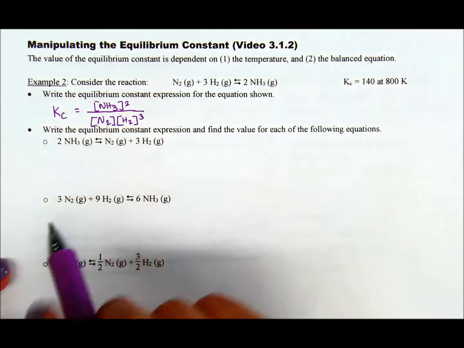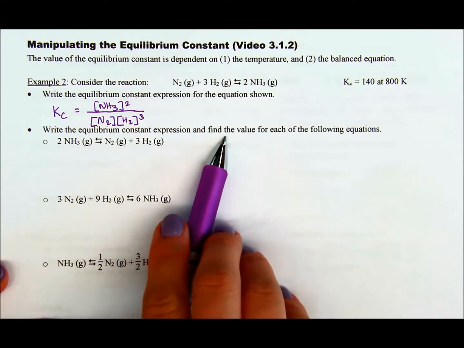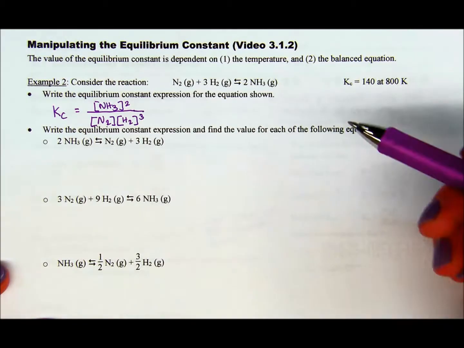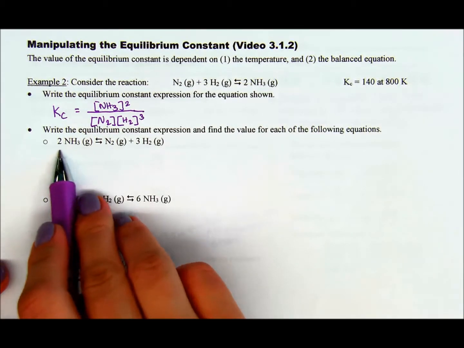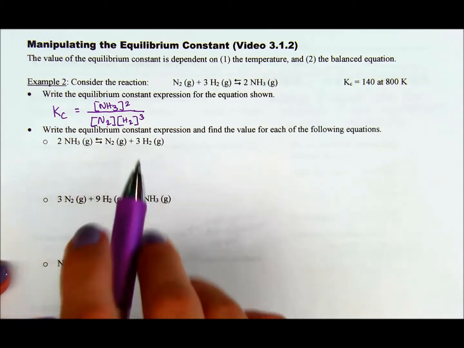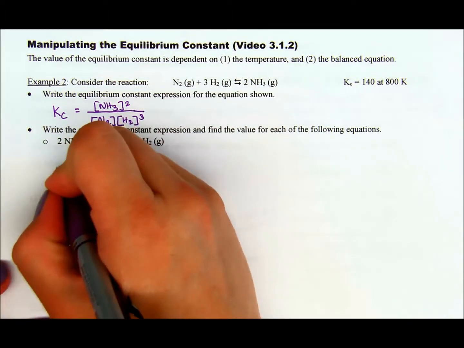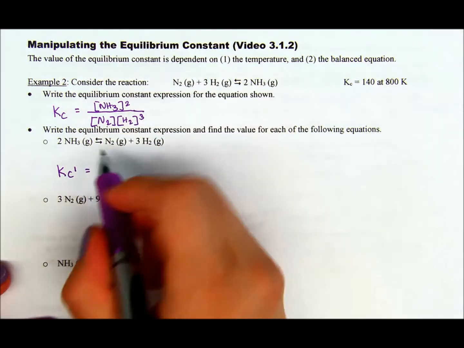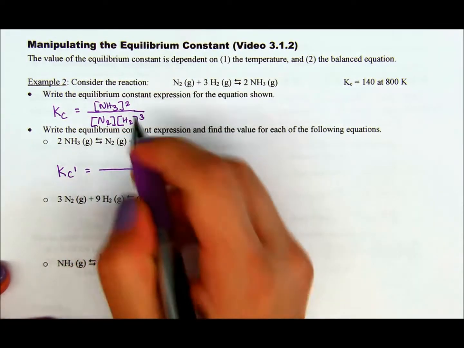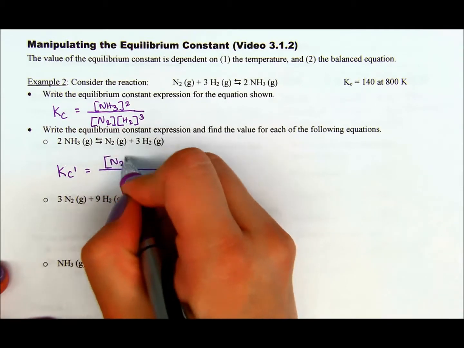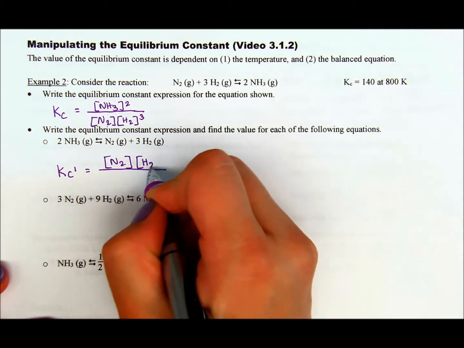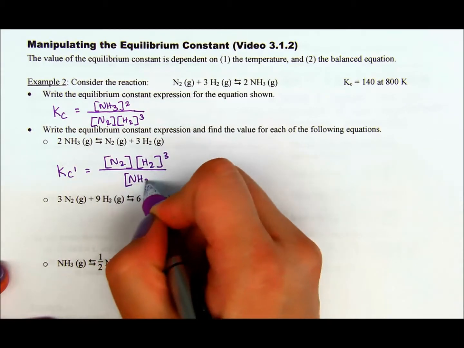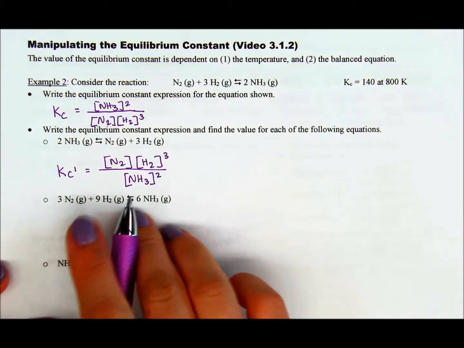Now write the equilibrium constant expression and find the value of it for each of the following equations. We're going to call this Kc prime, or Kc1. This is our first reaction, so let's write that here. Kc prime equals, and then we're just going to write it like we did before. So N2 product, H2, there's 3 of them, over our reactant NH3, and there's 2 of them.